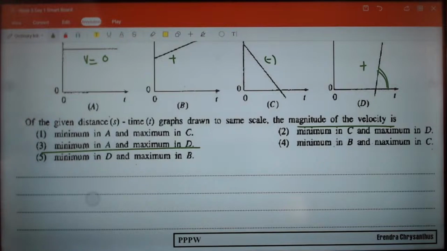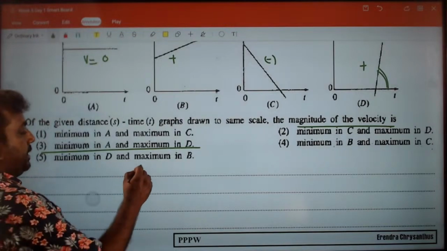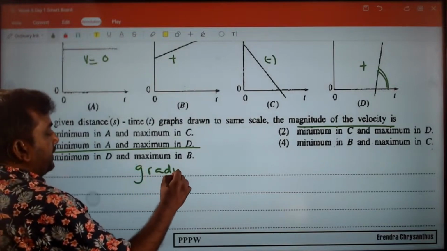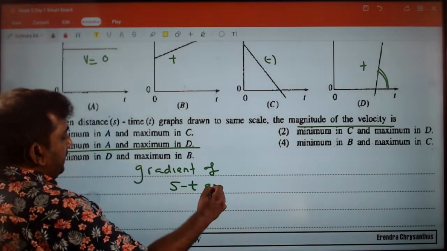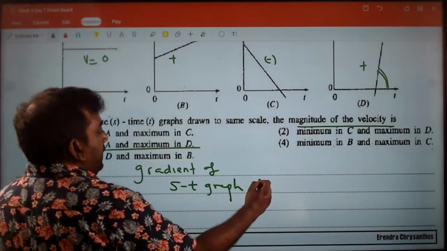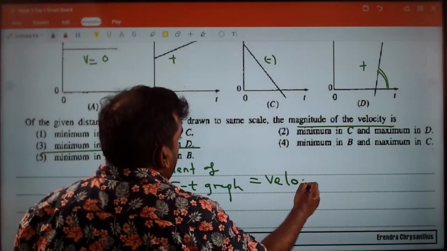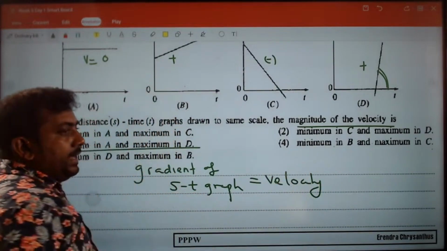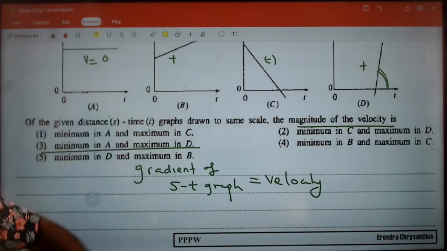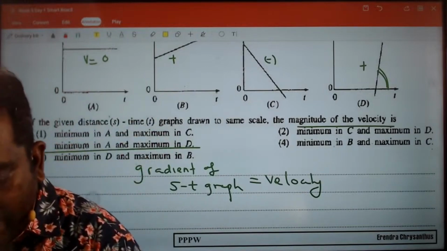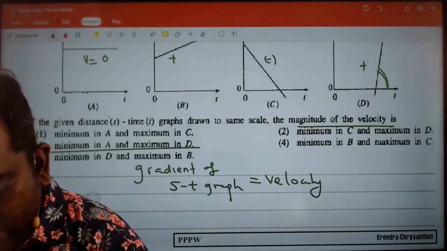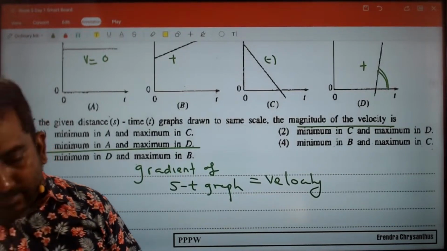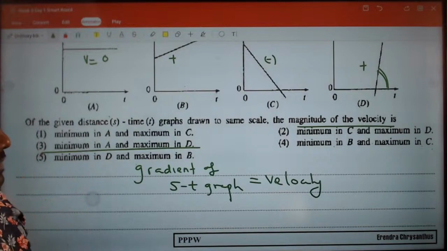Right there, the gradient of the s-t graph gives you velocity. Greater the gradient, greater the velocity.